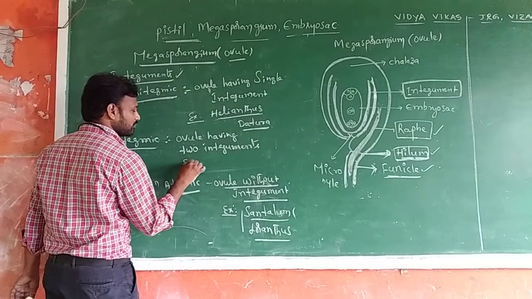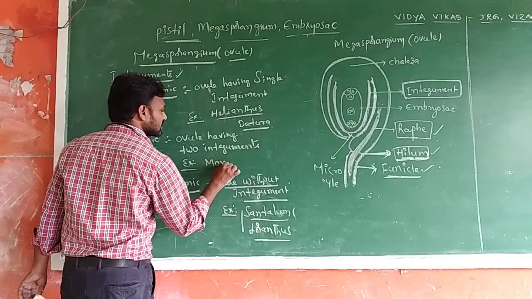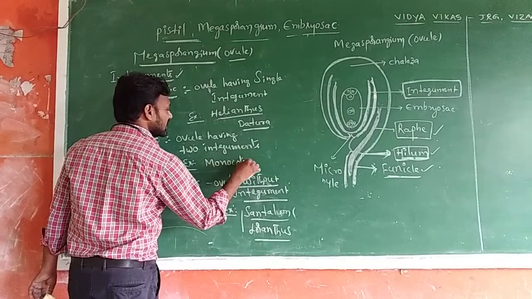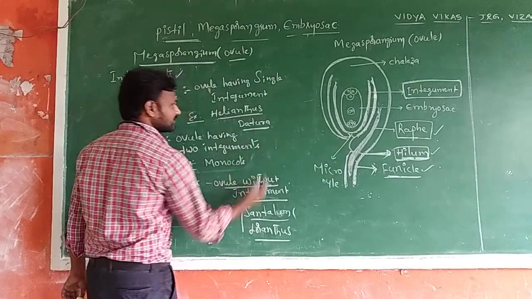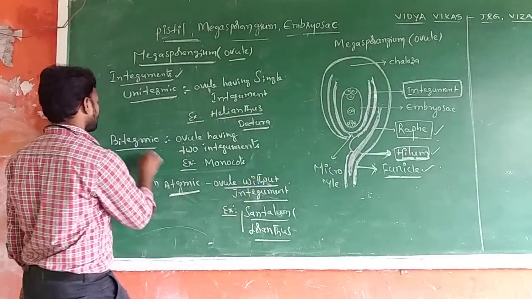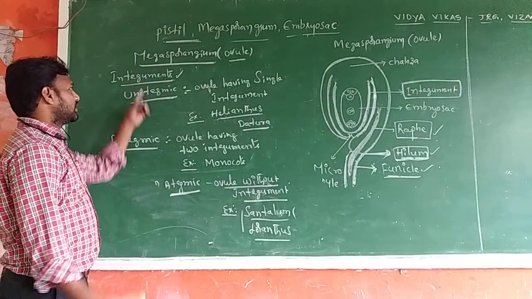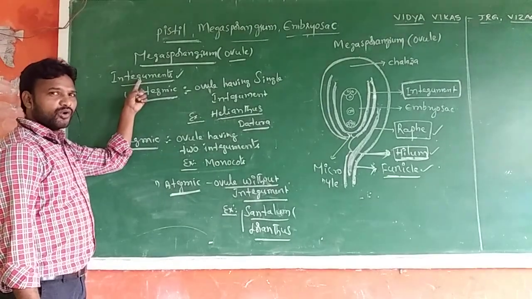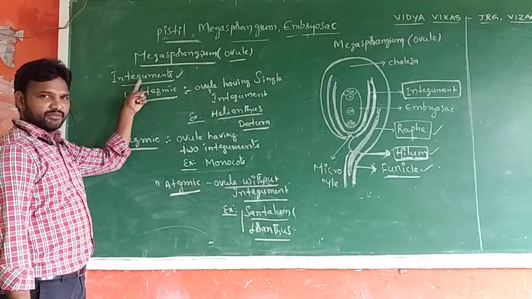Technique. Example of this one is monocots, and polypetalous. Okay, this is bitechnic ovule. So, what is that? Integuments. Integument means the ovule is protected by layers, called integuments.